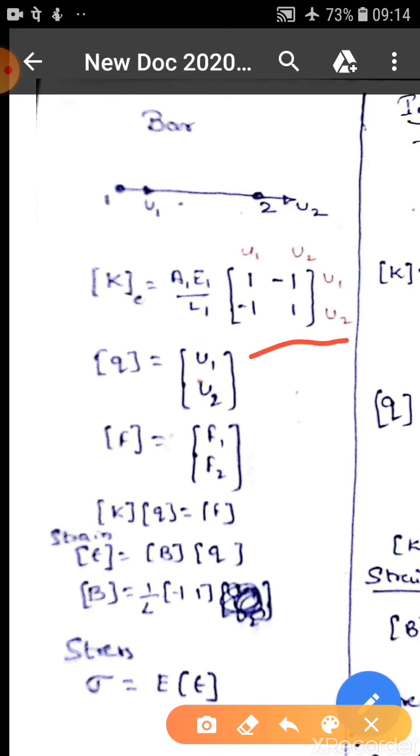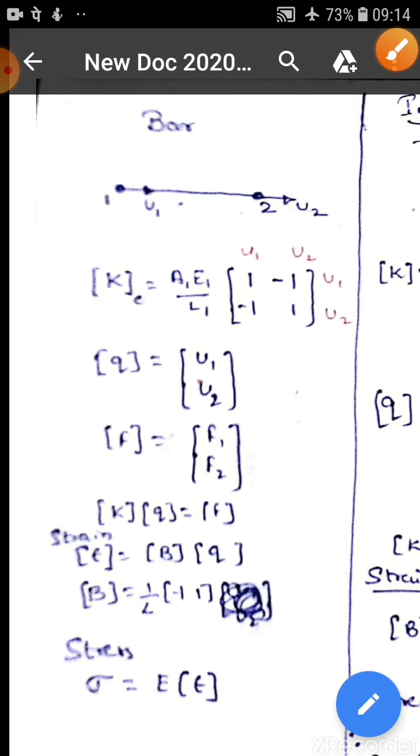If we recall the stiffness equation, the stiffness matrix for that element is A1 E1 by L1 times [1, -1; -1, 1]. The displacement matrix was Q equal to u1, u2, with nodal forces F1 at node 1 and F2 at node 2, and the equilibrium equation K into Q is equal to F. Strain is B into Q, where the B matrix, the strain displacement relation matrix, was 1 by L times [-1, 1]. Stress was determined by E into strain.